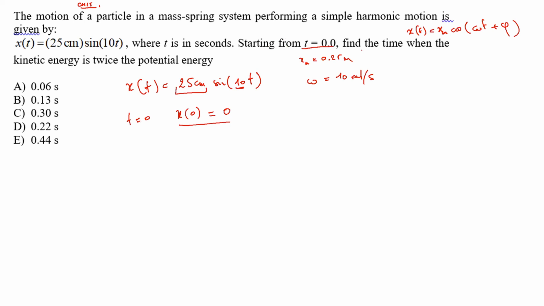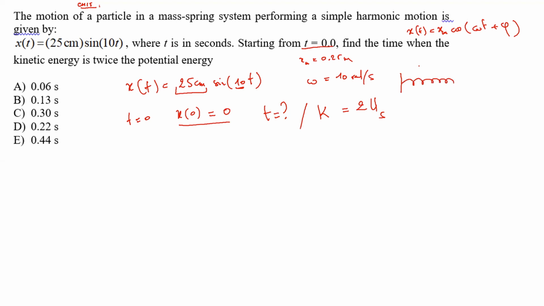Starting from t equals 0, find the time when the kinetic energy, so find the time t such that kinetic energy is twice the potential energy. Okay. So at which time and at which position in my spring mass system will I have kinetic energy is 2 times potential energy? Let me just draw it again, okay?